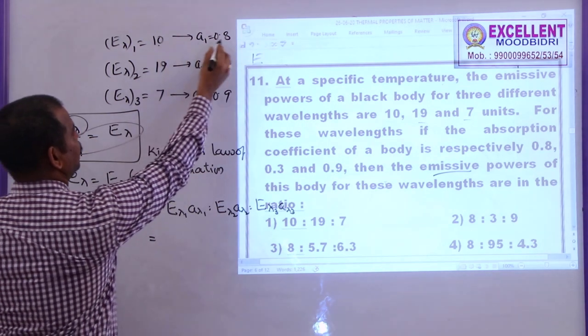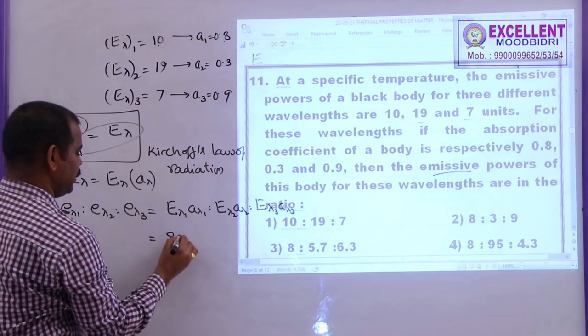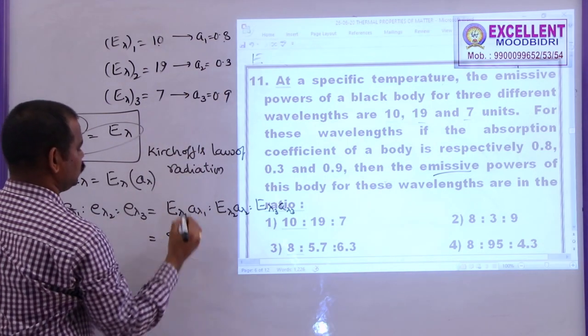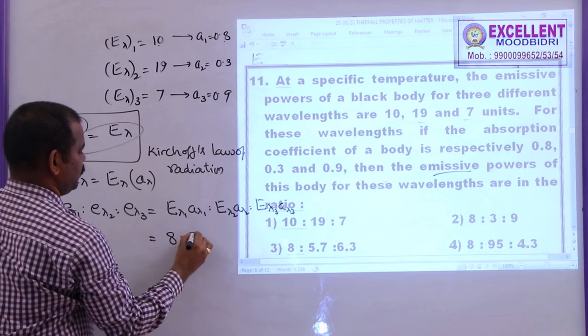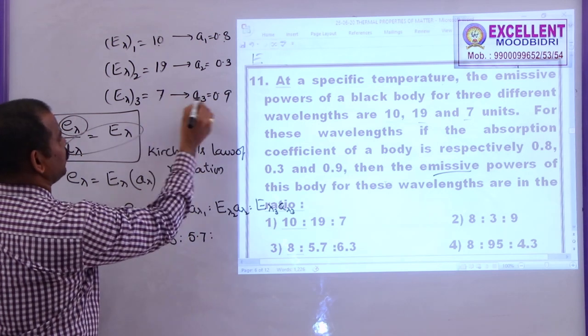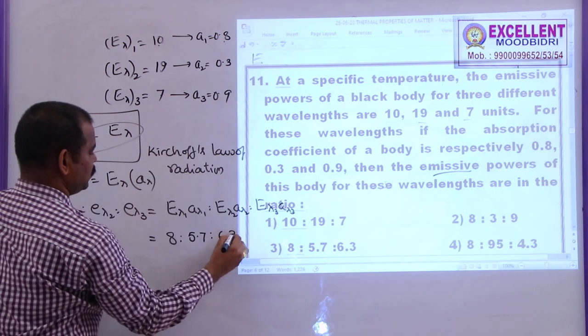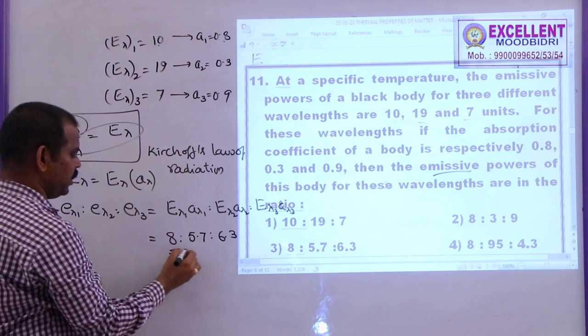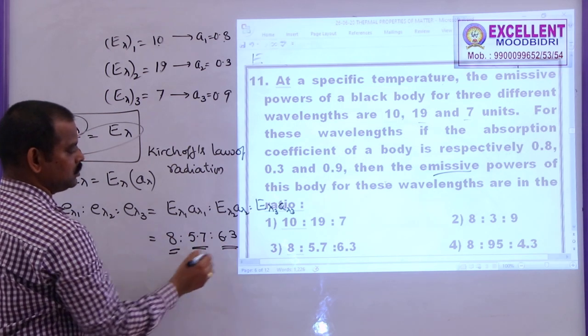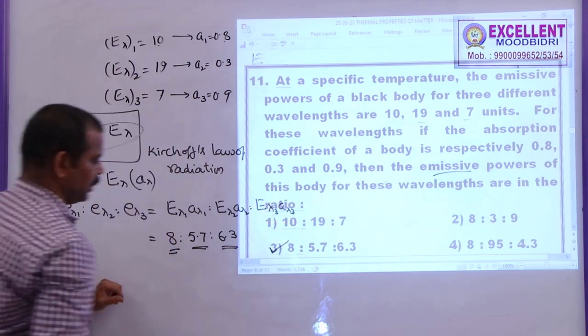Now you just multiply these two to get the ratio of the emissive powers. That is 10 into 0.8, this is 8, is to 19 into 0.3, this is 5.7, is to 7 into 0.9, 6.3. So these are the ratios. 8 is to 5.7 is to 6.3. So option 3 is correct.